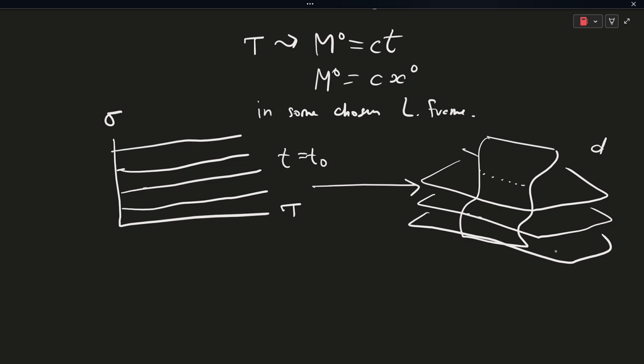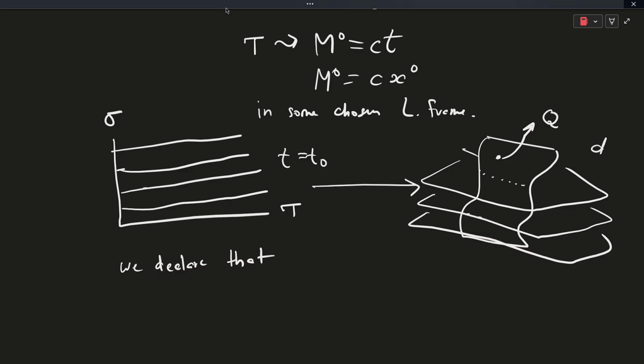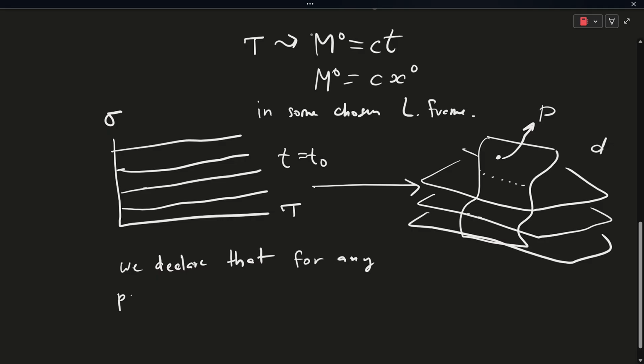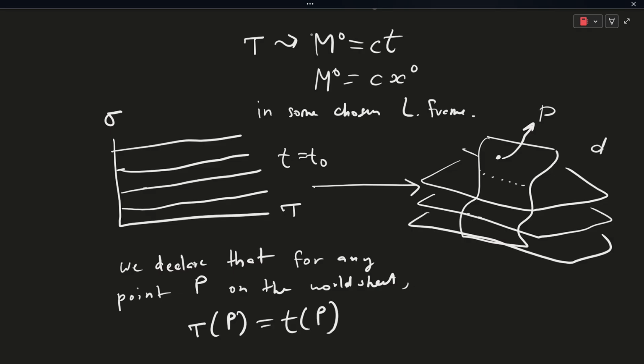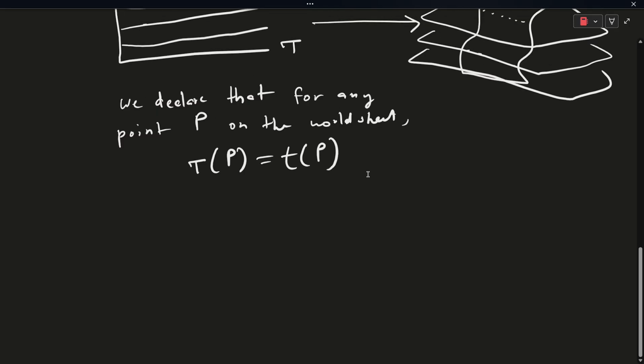So through this, we also have to declare that for any point P on the world sheet, tau of P, the time coordinate of P, is equal to T of P. So again, this choice that I have chosen is the static gauge. So this is still the static gauge.